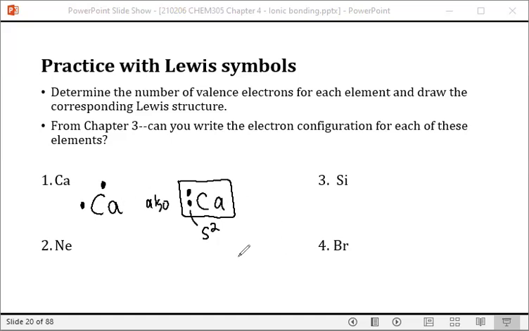Both are technically correct, but I just want to highlight that you might see some slight differences with where the dots are located. Your textbook uses both methods. The online homework system may use both methods, but then in future classes, if you take Chem 400, you'll probably see this method being the one that's preferentially used, because it gives you a hint that those 2 electrons are paired together in an S subshell.